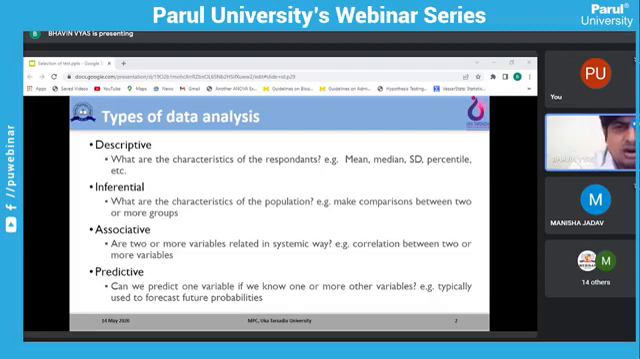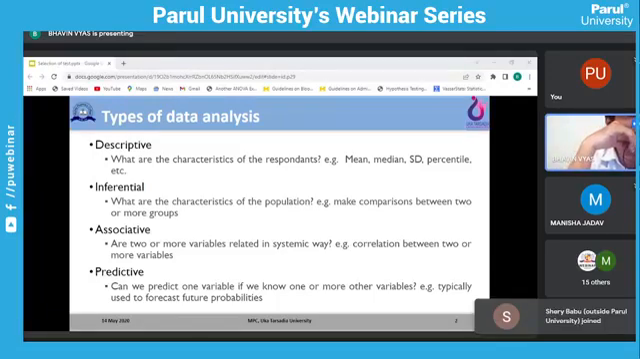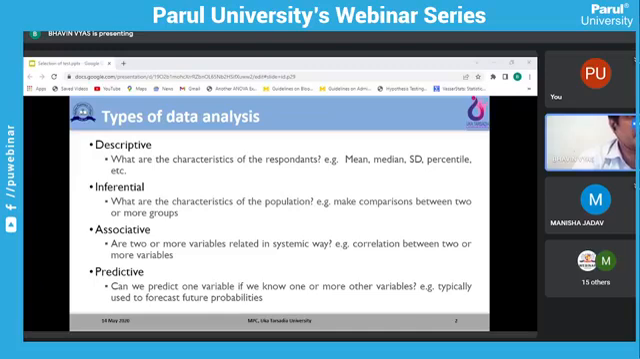So generally, whatever type of experiment you carry out, at the end you will be doing either of these four types of data analysis, which are called descriptive data analysis, inferential data analysis, associative data analysis, or predictive data analysis.